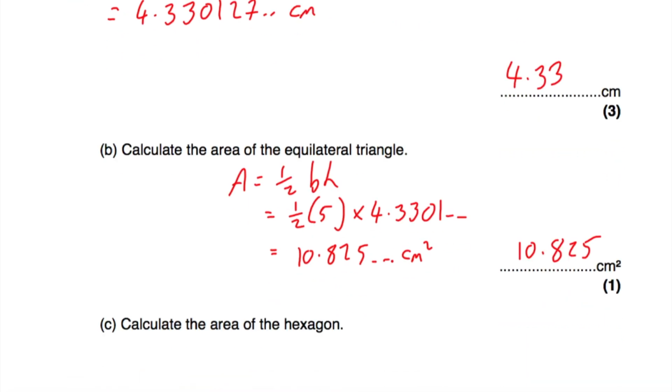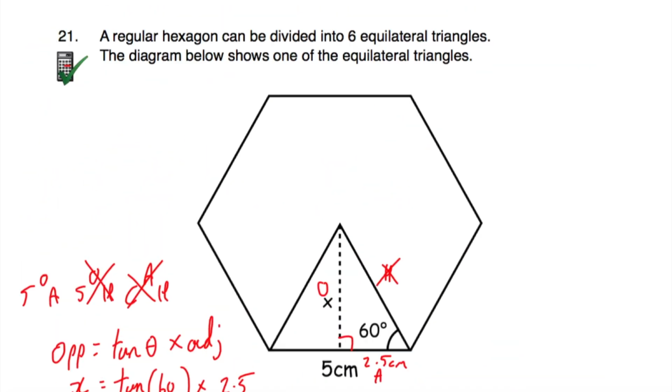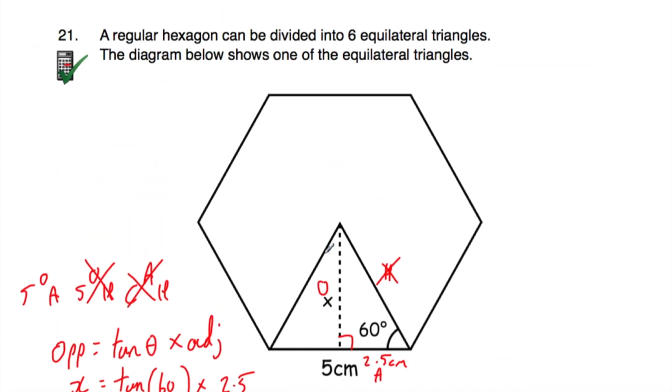And part C says calculate the area of the hexagon. Now we know the area of one of the triangles, and the question said that the regular hexagon is made up of 6 equilateral triangles. So because we know the area of this triangle, if we multiply it by 6, we get the area of the whole thing. So let's do that.